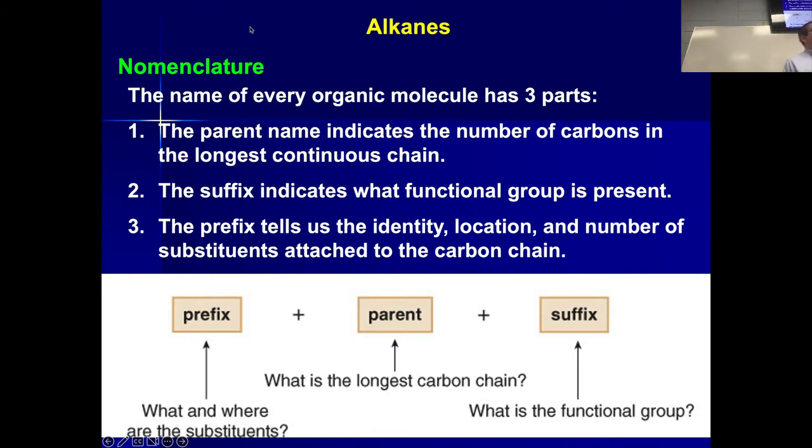There are 3 parts to every name of an alkane. There's a prefix, there's a parent, and there's a suffix. When we name organic molecules, there will always be a prefix, a parent, and a suffix. The prefix tells us what's attached to the parent. We call those substituents. The parent is going to be the longest continuous carbon chain. You'll see examples of this in just a moment. Don't panic. And the suffix tells us the functional group.